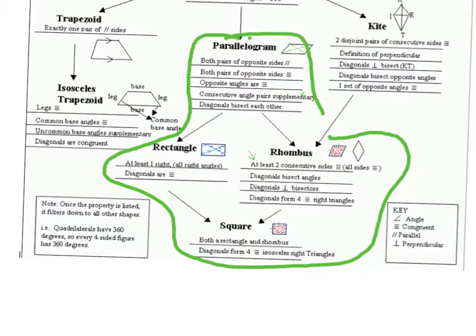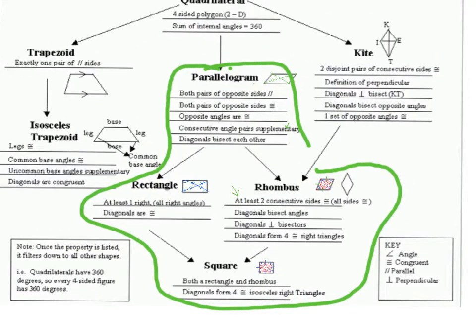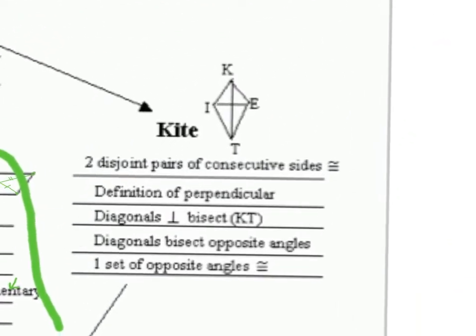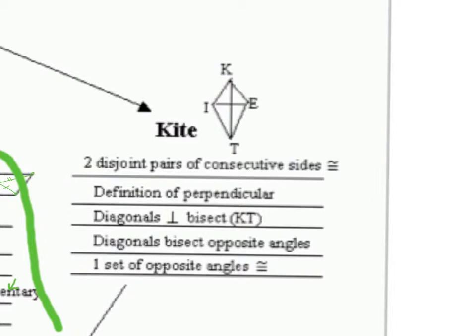Okay, so that's the parallelogram family. Now let's go ahead and take a look at the kite before we switch over to the other side. So the kite is still a quadrilateral. It's not a parallelogram because opposite sides aren't parallel.